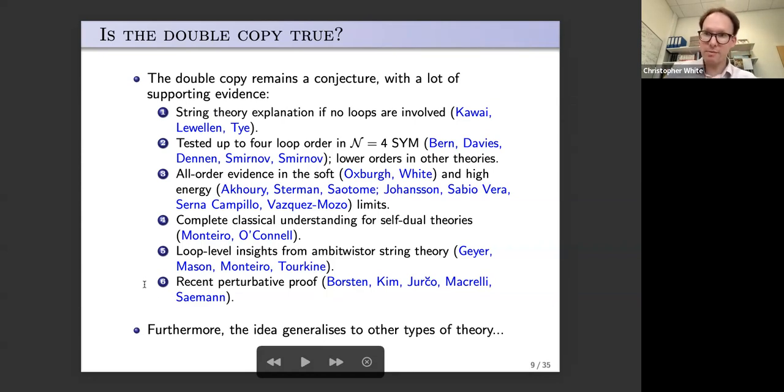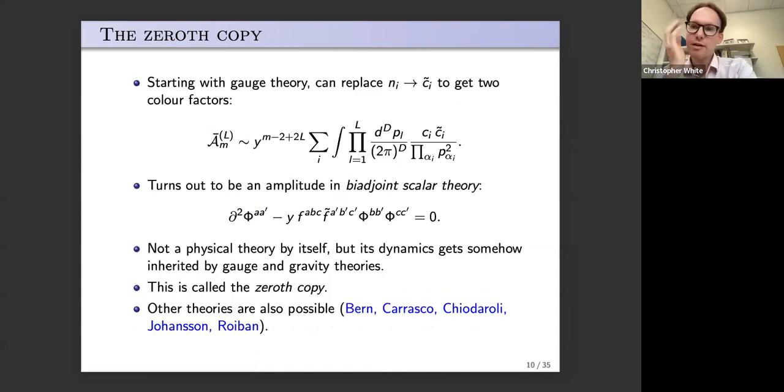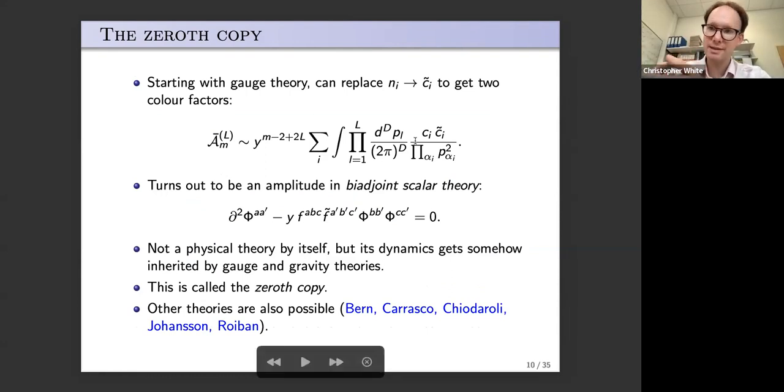Now, I've talked here about gauge and gravity theories. It turns out that these types of correspondence actually generalize to many other types of theory. The other one we'll see in this talk is called biadjoint theory. So what I did before is I took a gauge theory amplitude, took the color factors off and put some kinematic stuff in. I could have gone the other way. I could have taken the kinematic numerators away and put in a second set of color factors. That will give me a field that has 2 different types of color charge, but which is a scalar field. So that is called biadjoint scalar field theory.